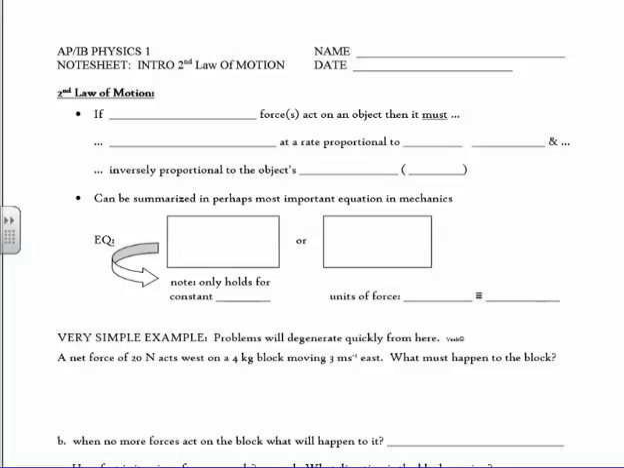Okay, so the second law of motion is a central equation. It tells us what happens when you have force or forces acting on an object. It's an equation. It looks simple. It's actually fairly complicated, but we'll address that later.